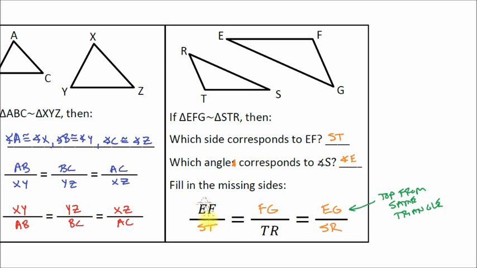You're not allowed to write EF over ST equals TR over FG. When you flip this around, you've actually changed the ratio and they're not going to be equal. So there are some basic things regarding corresponding parts of similar shapes and how we use similarity notation to describe that.